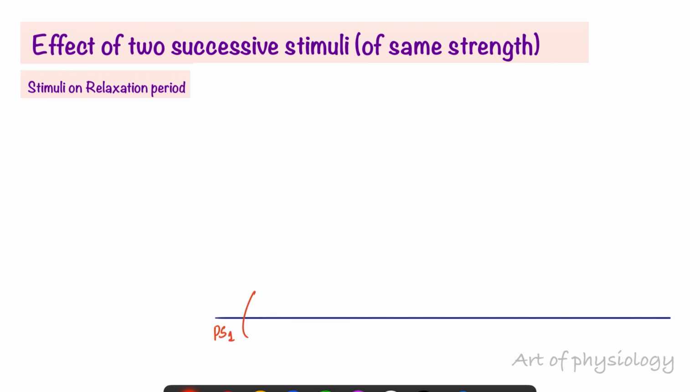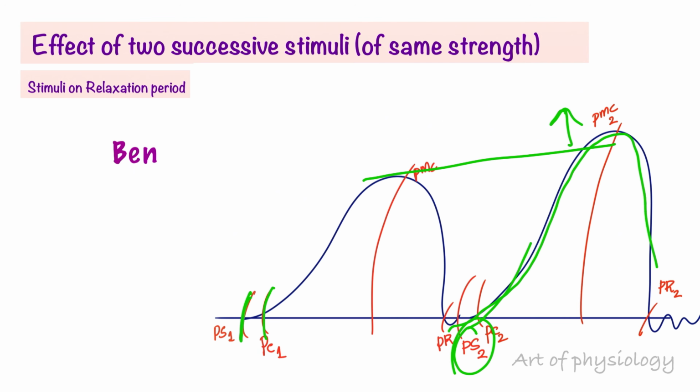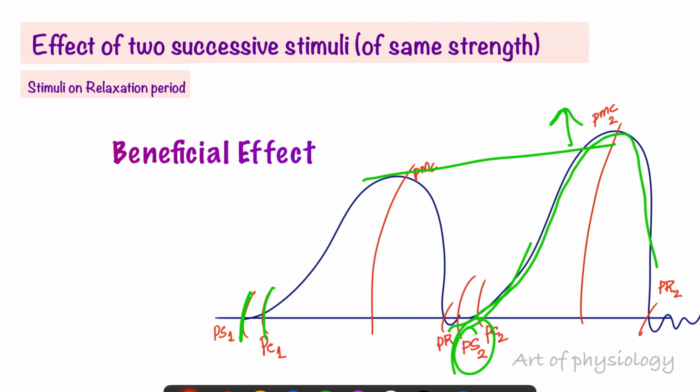Okay. Now we are giving stimuli after the relaxation period. So this is the first point of stimulus, first point of contraction. Once all of that is over, we are giving again a second stimulus. So what is happening? We will be getting again one contraction, relaxation. Again the force of contraction will be high. That is because of a phenomenon called beneficial effect. So the second contraction is getting benefited because of this first contraction.